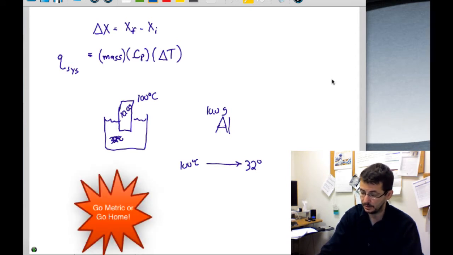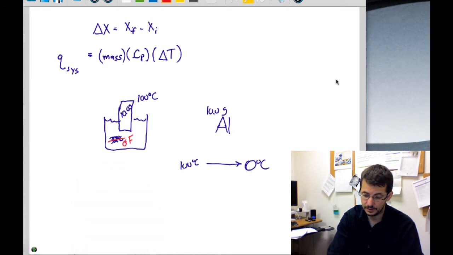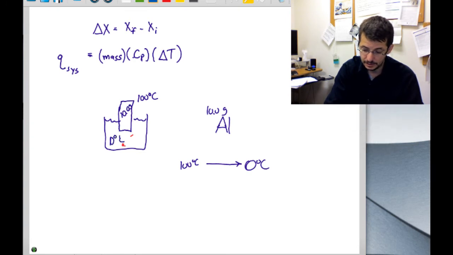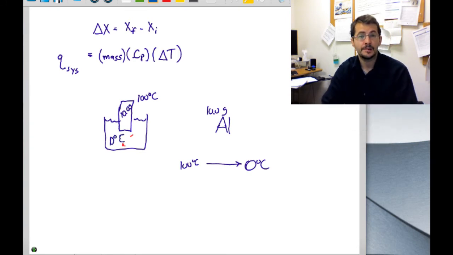Oh, what am I doing? Not 32. 0 degrees centigrade. Sorry. We drop it down into a bucket of water that's 0 degrees centigrade. That piece of aluminum goes from 100 degrees centigrade to 0 degrees centigrade.